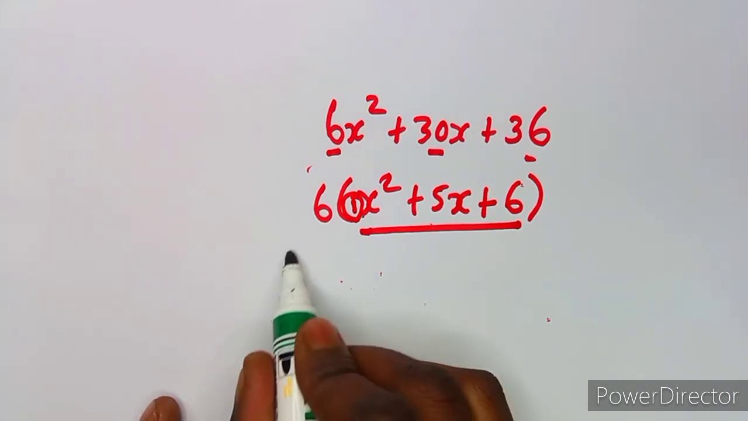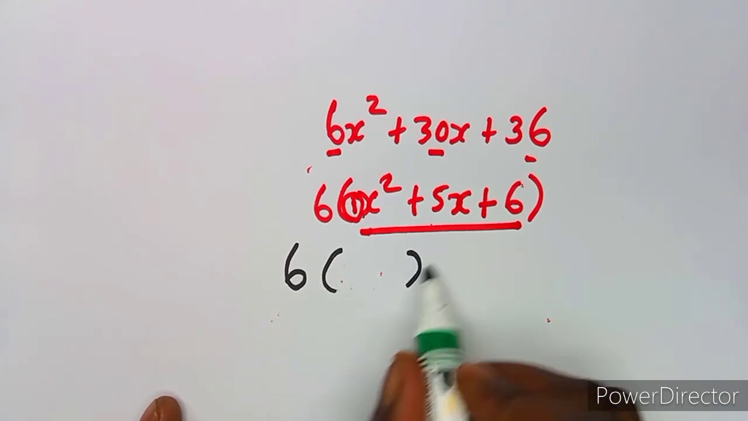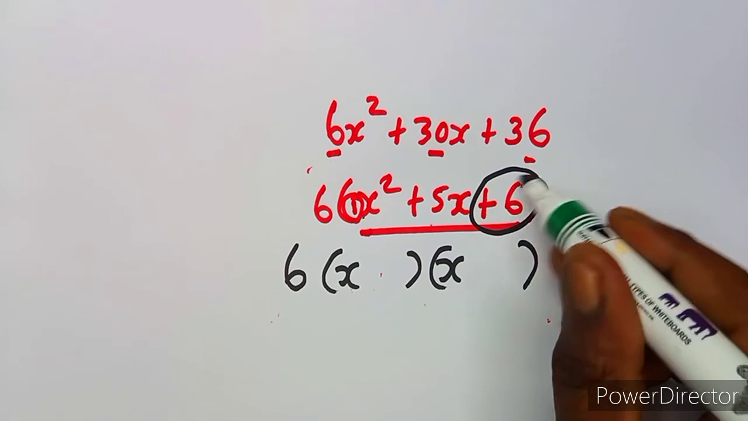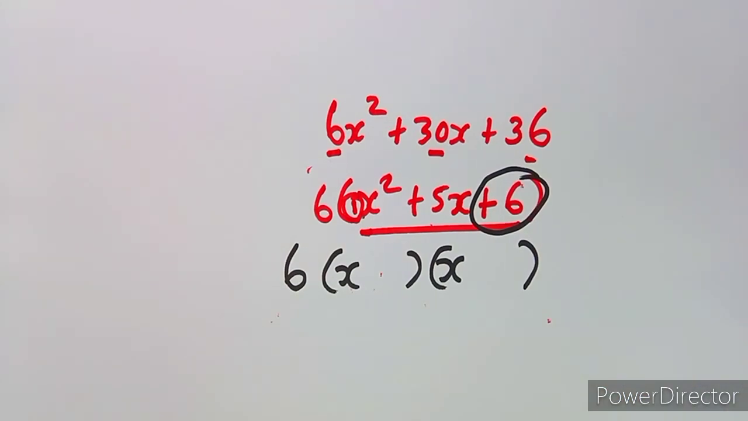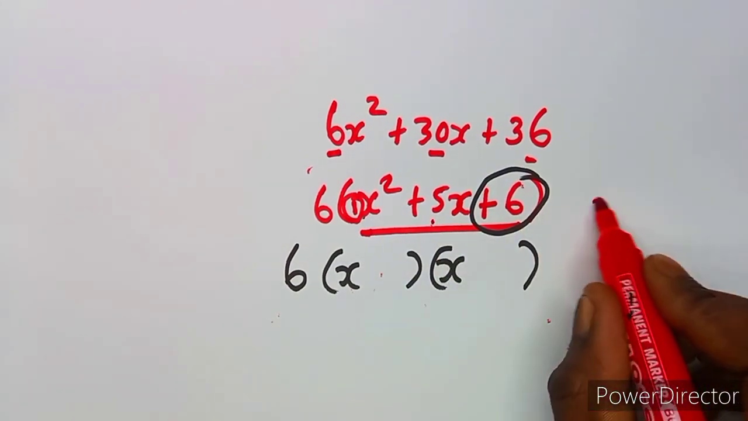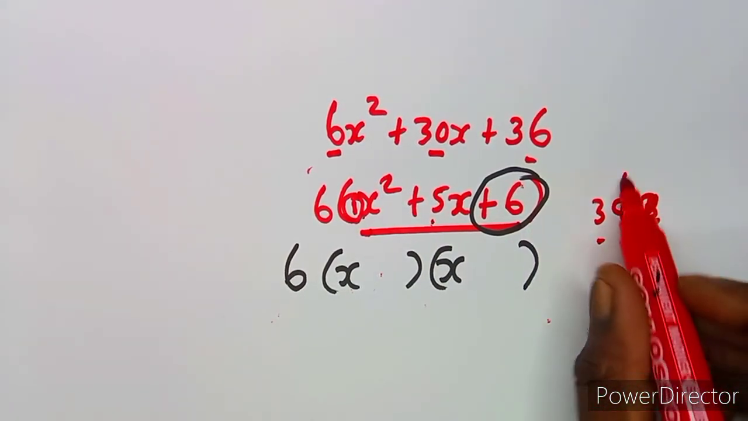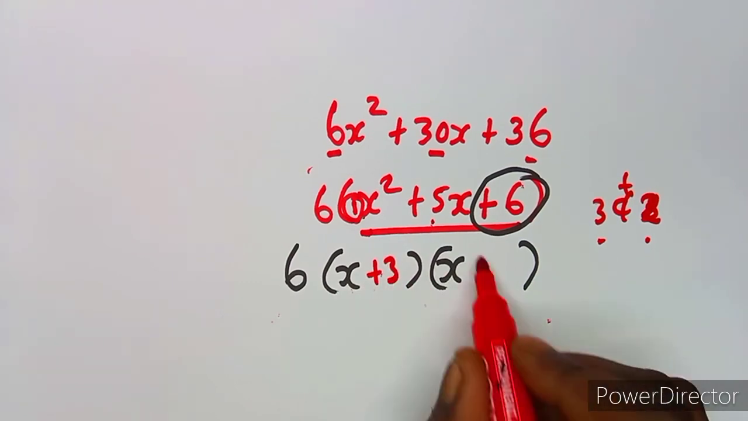So how do I do it? 6 is already outside of the bracket. Then I just have two brackets, x and x there. Then what are the factors of 6 that I can add to obtain a positive 5? So as you can see, it's 3 and 2. 3 times 2, that's 6. 3 plus 2, that's 5. So it's plus 3 plus 2.